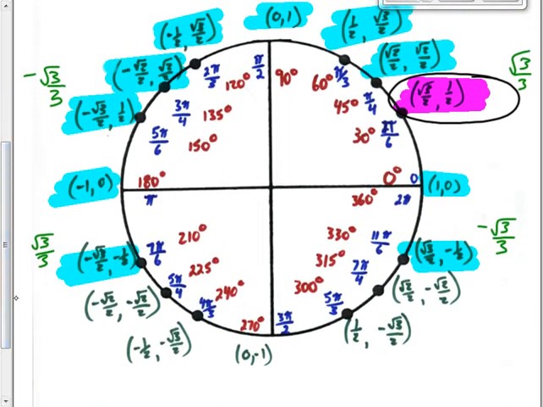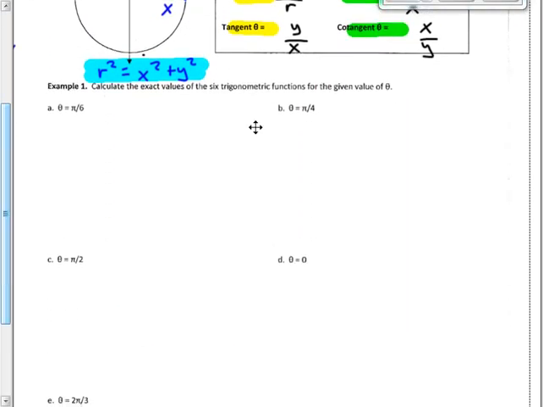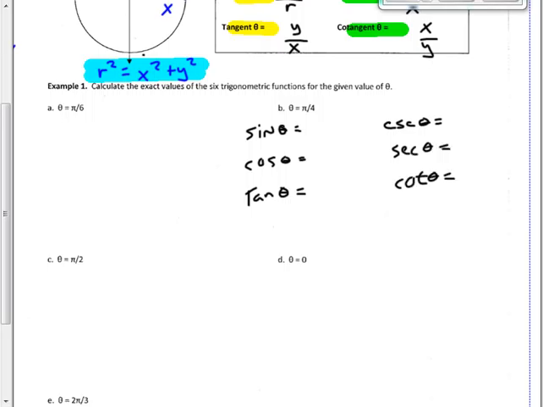So pi over 4 is going to be right here. So I'm dealing with the square root of 2 over 2, comma, the square root of 2 over 2. That's going to be pretty easy when I'm looking at doing the sine, cosine, and tangent, cosecant, secant, and cotangent. For the sine, both of the numbers were square root of 2 over 2, so it doesn't necessarily matter, but technically the second one is the one that we're using.